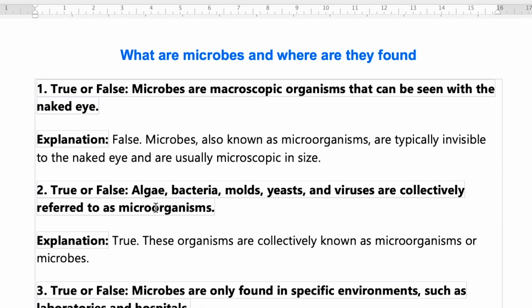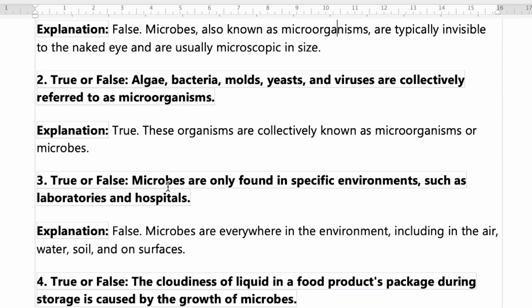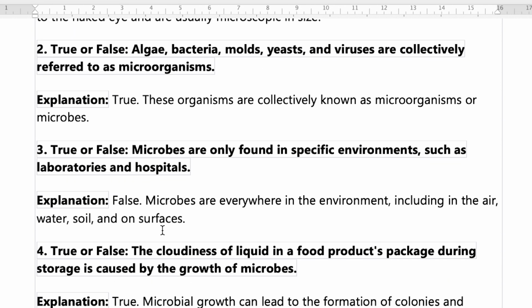Second, algae, bacteria, mold, yeast, viruses are referred to as microorganisms. Yes. Three, microbes are only found in specific environments such as laboratories, hospitals. It's false because they are everywhere, including in the air, water, soil, and on surfaces.